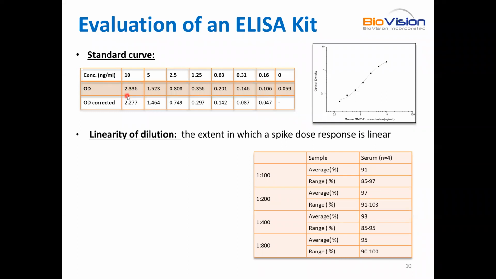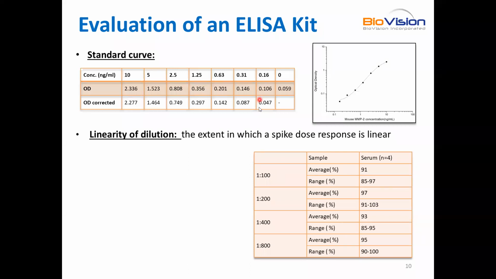Along with this, the standard curve also provides the dynamic range of the assay. In this example, you can see the range in which this ELISA kit can detect the target protein: the higher end is 10 nanogram per ml and the lower end is 0.16 nanogram per ml. This is the dynamic range of the assay. One should check that the expected concentration of their target protein in the sample lies somewhere within this range.